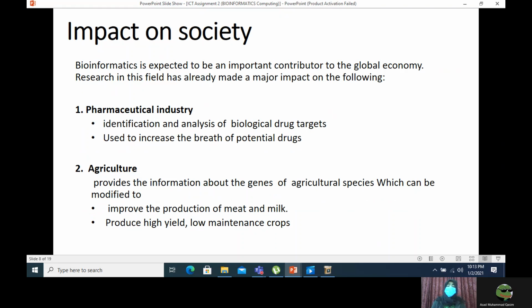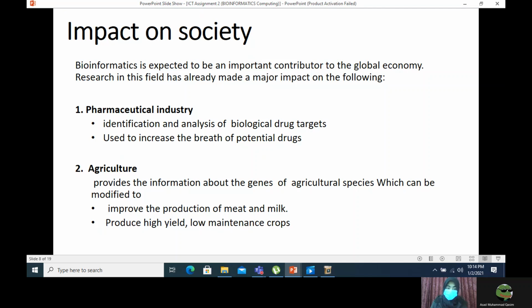Now, impact on our society. It has a very large impact on our society. First of all, we are going to talk about the pharmaceutical industry. In the pharmaceutical industry, it can be used to identify and analyze drugs, and also to produce new drugs in the field of biology. It can also be used to increase the potential of drugs.